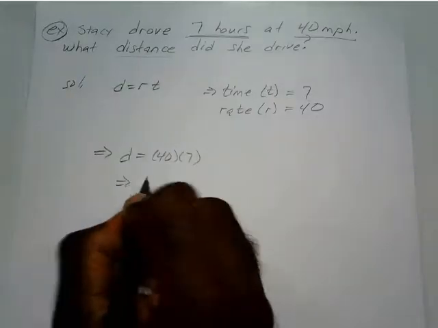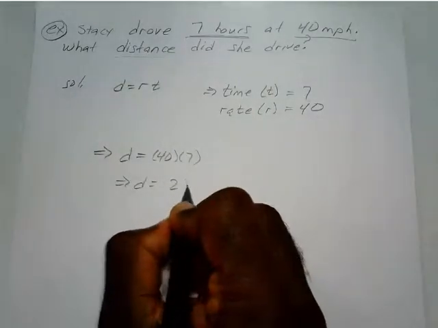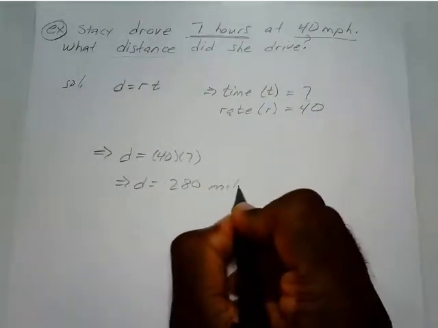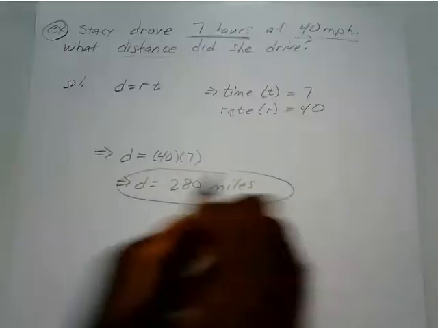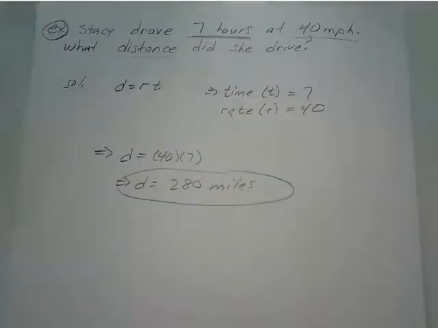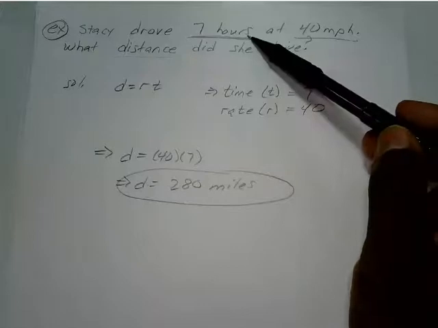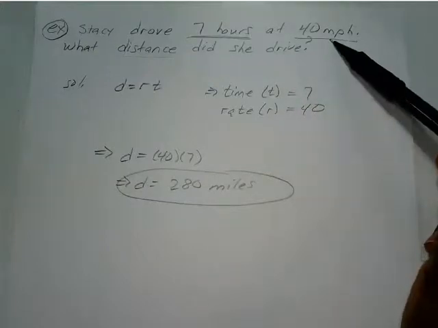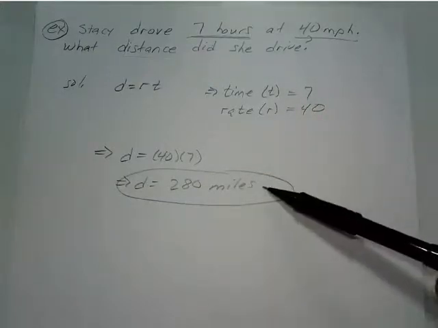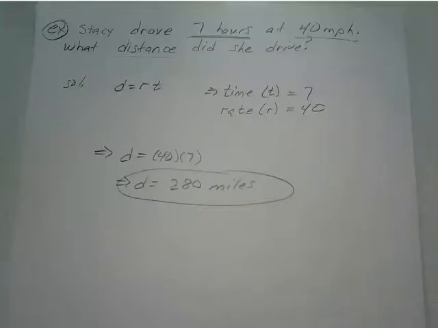So that means your distance is 280 miles. Okay, so if you drove 7 hours at 40 miles per hour constant the whole way through, you drive 280 miles. Alright, so let's go to our next example. Remember, if you're still writing, feel free to press pause.